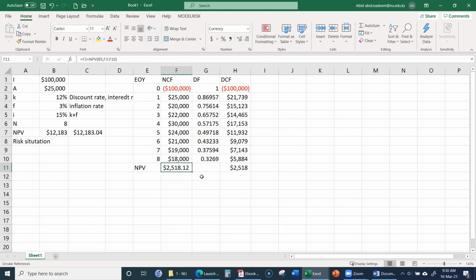In this case, previously our answer was $12,183, but now the answer is $2,500 something. So you can see that there is a difference between the actual situation and this, which may not be the actual situation. Because we only know the actual situation when the time has passed, but we plan or evaluate the project well ahead of time. So this will be the no risk situation, and this will be the risk situation.